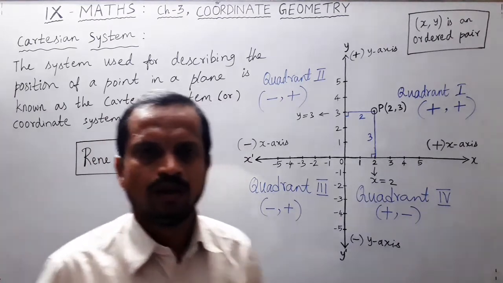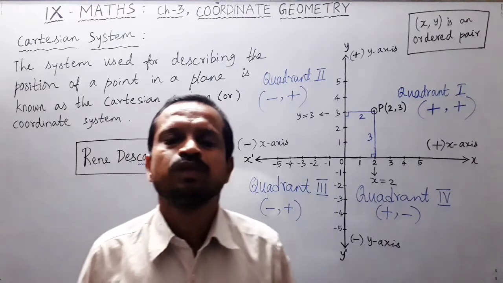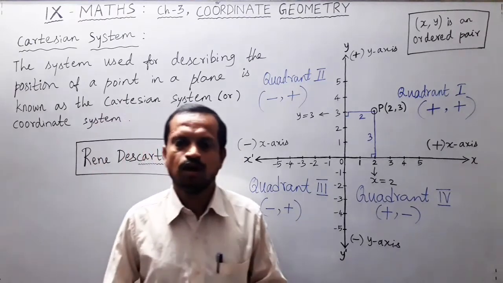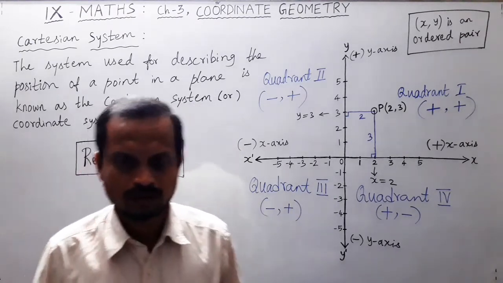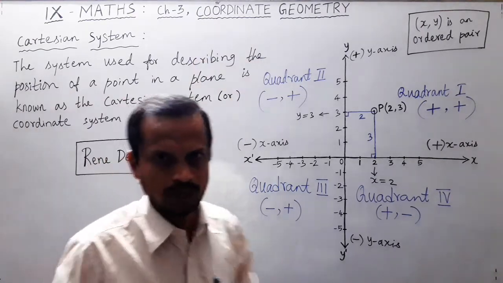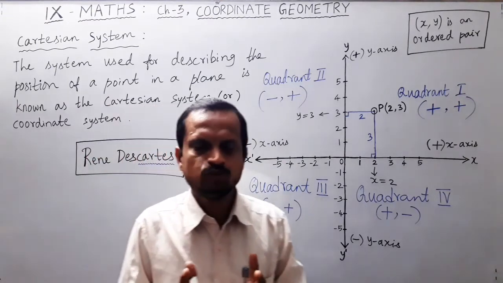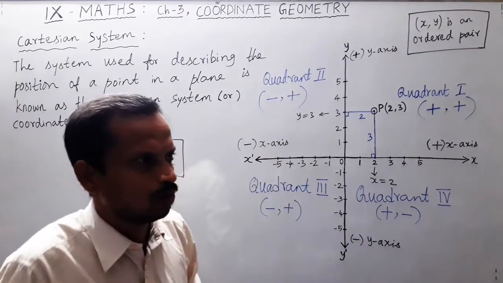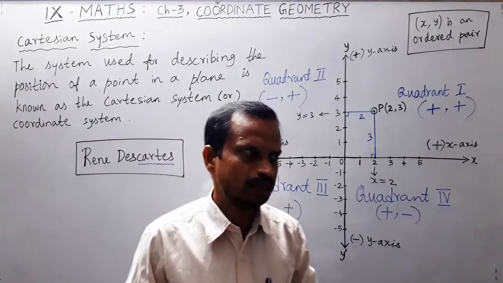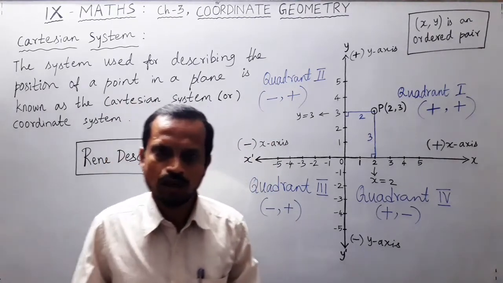Welcome children. Today in our class 9 maths session we are going to see a new chapter, that is chapter 3, coordinate geometry. Okay, coordinate geometry. You know what is meant by a point? Okay, so point means what? In earlier classes I think you know about a point.